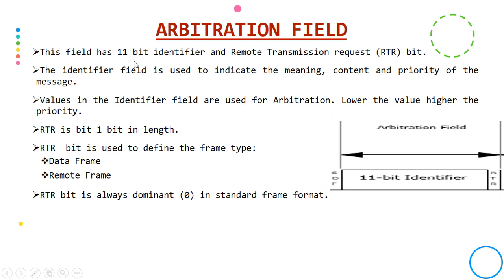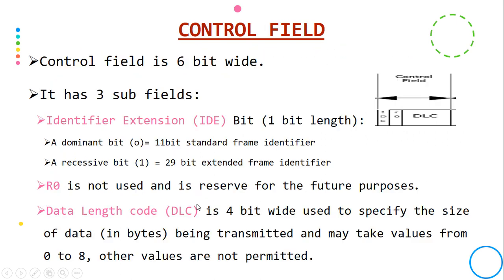The second field is called arbitration field. This is a 12-bit wide field having 11-bit identifier and a 1-bit remote transmission request bit. The identifier field is used to indicate the meaning, content and priority of the message. Values in the identifier field are used for arbitration. Lower the value, higher the priority. The RTR bit is 1 bit in length. The RTR bit is used to define the frame type, whether it is data frame or remote frame. For standard frame format, RTR bit is always dominant, that is logic 0.